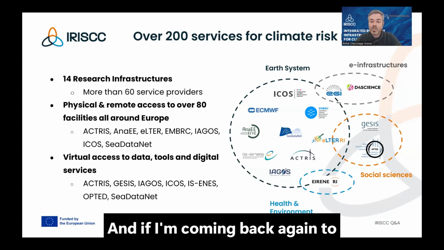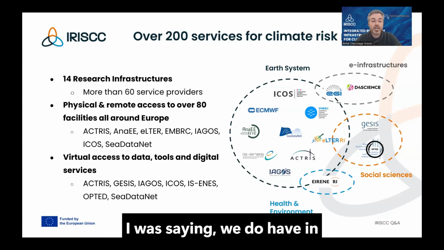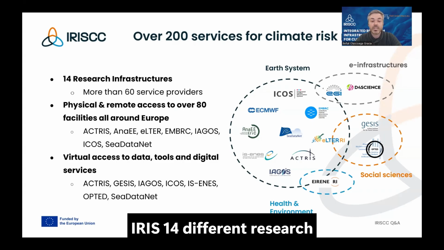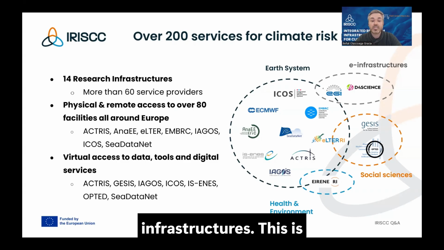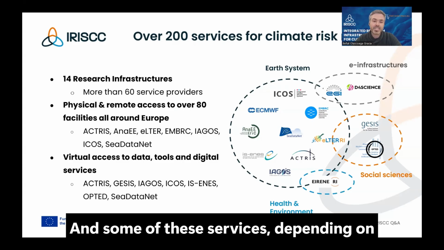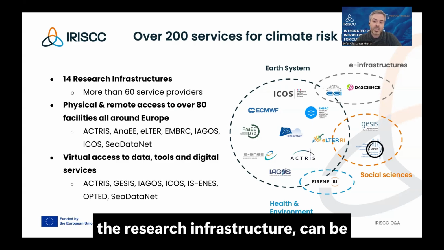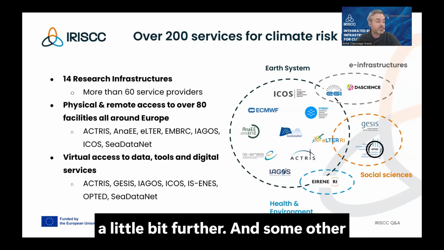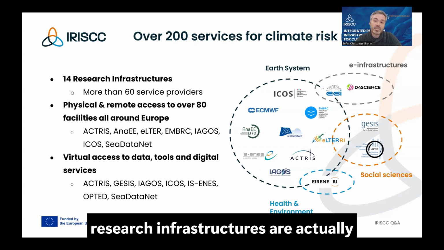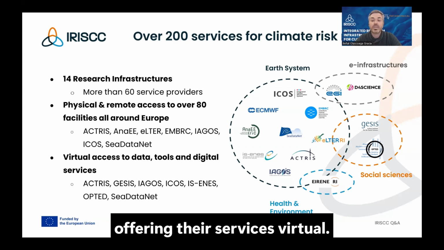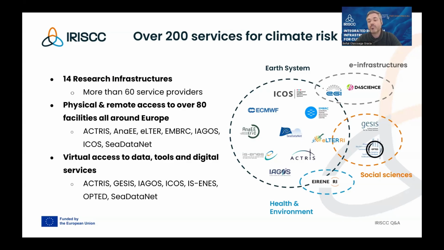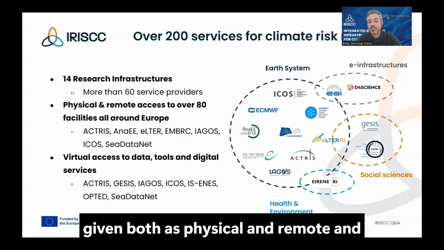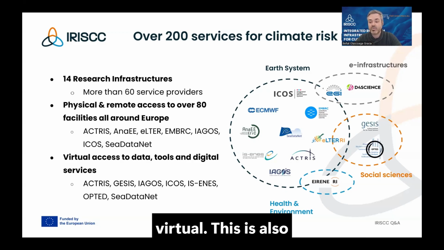And if I'm coming back again to the previous figure I showed, as I was saying, we do have in IRISCC 14 different research infrastructures. This is more than 60 services. And some of these services, depending on the research infrastructure, can be physical or remote. We will explain this a little bit further. And some other research infrastructures are actually offering their services virtually. Some of the research infrastructures offer both physical, remote and virtual access.